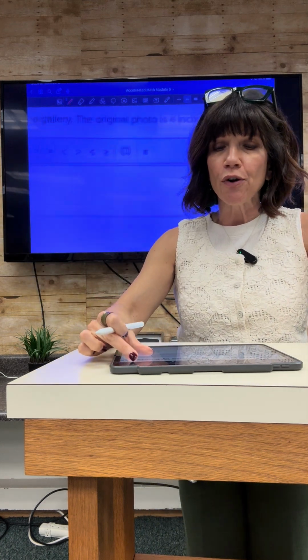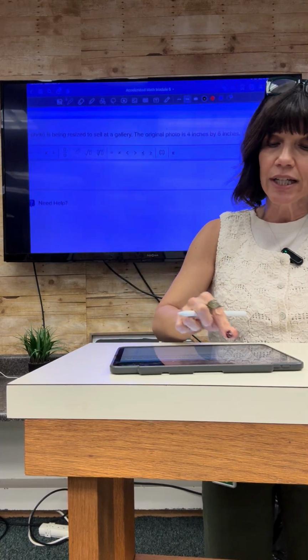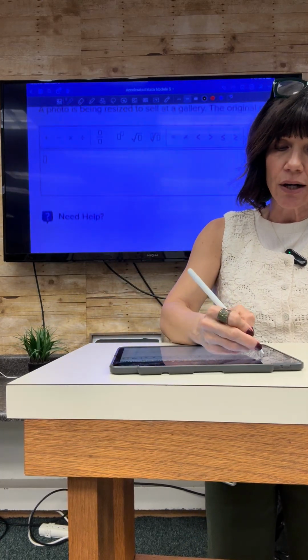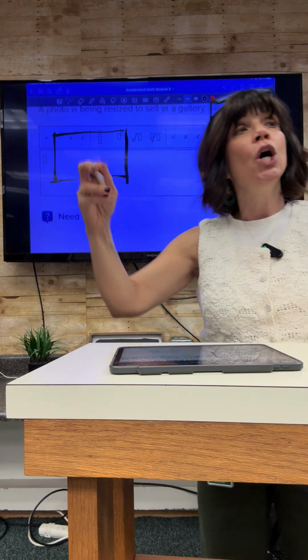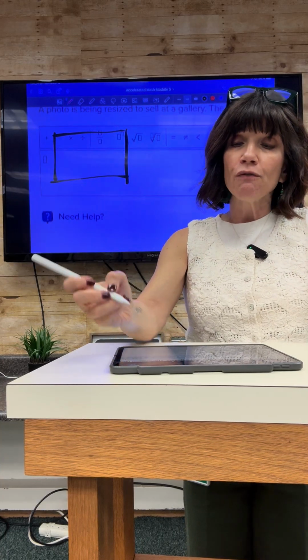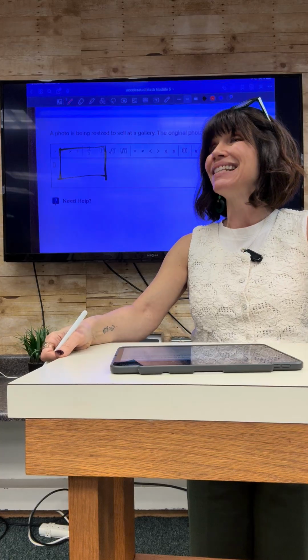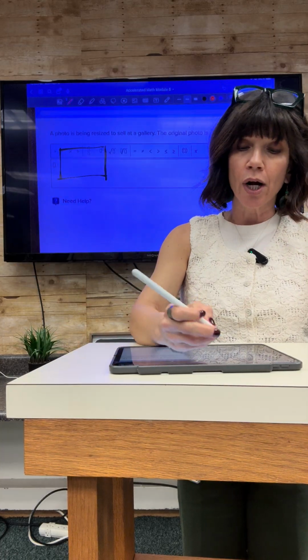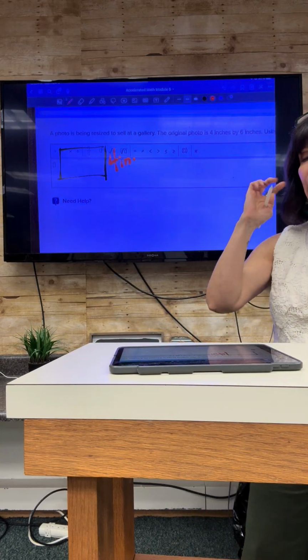The original photo is 4 inches by 6 inches. Guys, go ahead and quickly draw yourself a rectangle and label that rectangle to represent this original photo. What will I write for the shorter length? Will that be the 4 inches or will that be the 6 inches? Say it. 4. Please label the shorter distance, in this case the height, 4 inches.